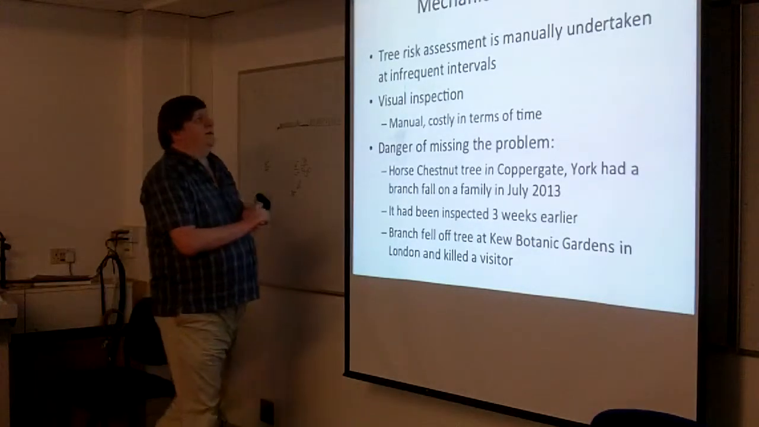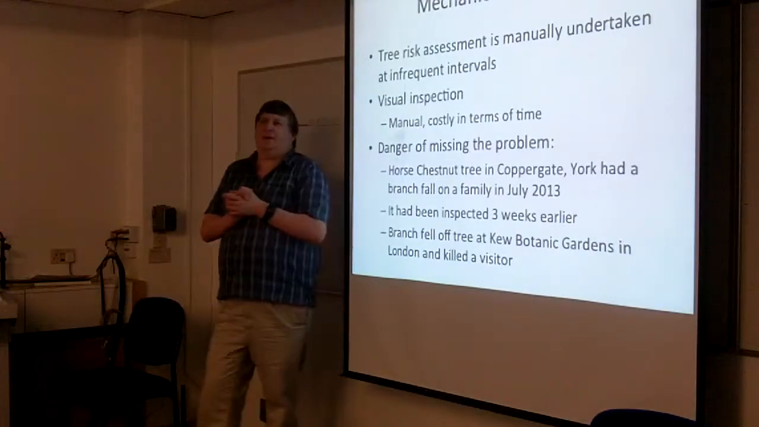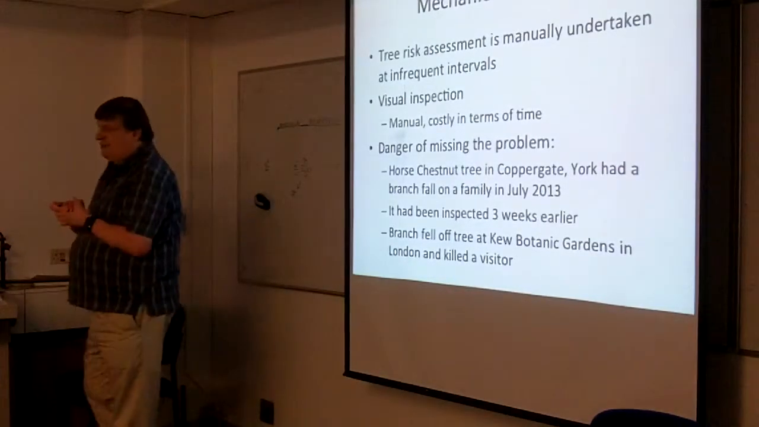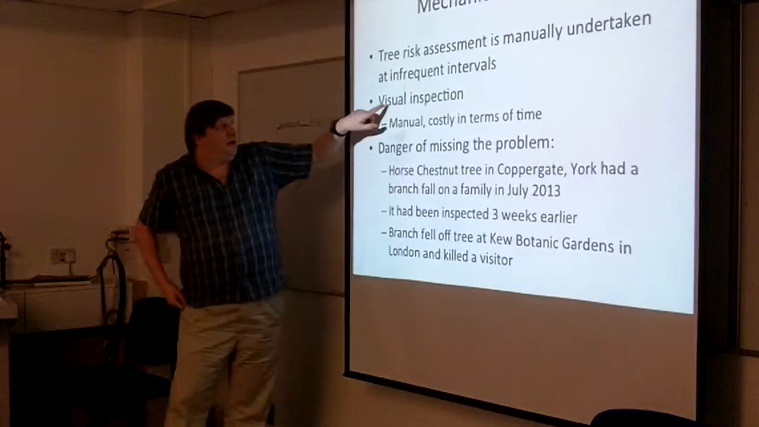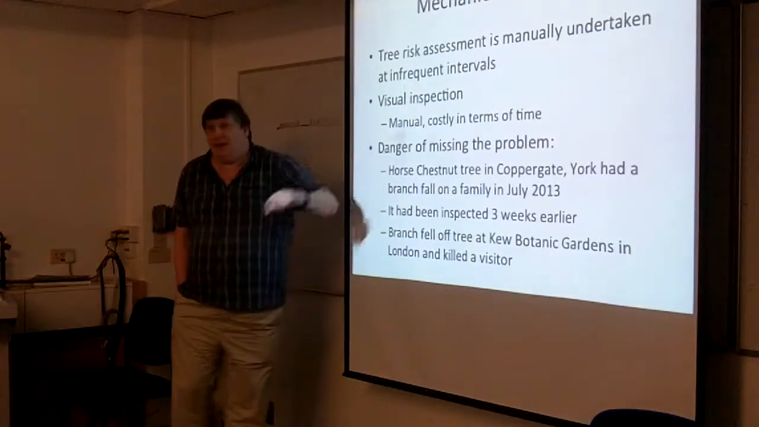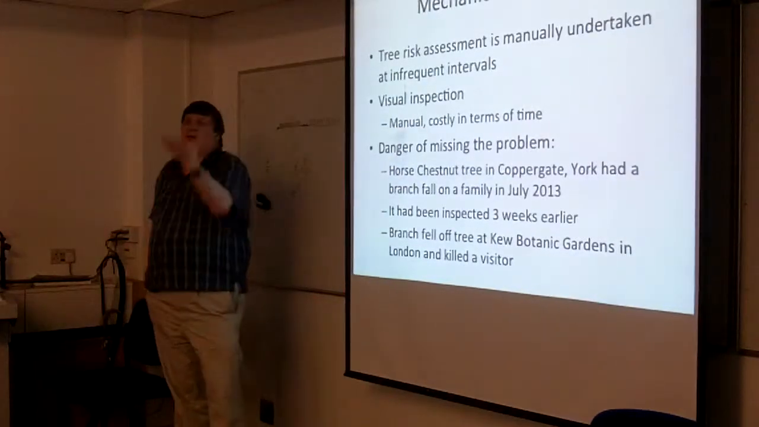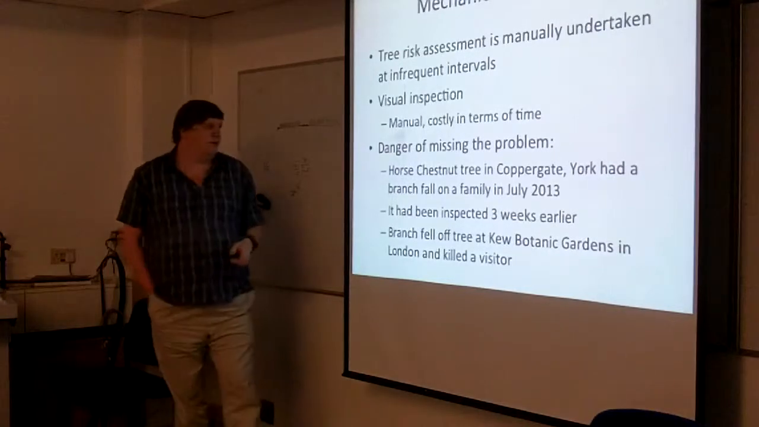First one, mechanical damage. Can we do something about mechanical damage that is automated? At the moment, you have visual inspection, very, very expensive, especially if you need cherry pickers to go up and have a look in the crown of a tree.